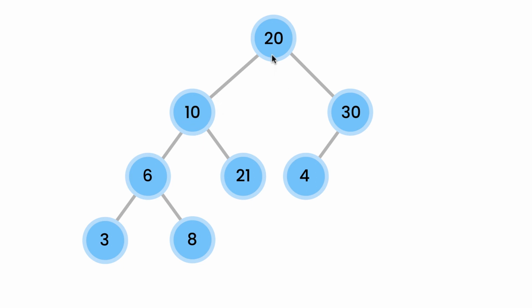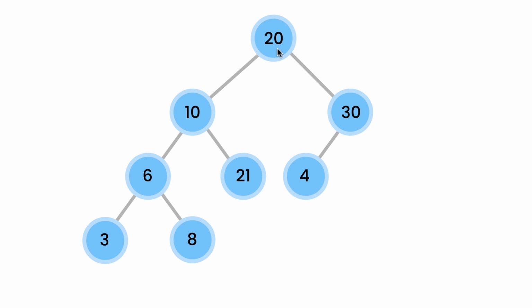What about the height of 20? Again, we need to calculate the longest path from one of the leaf nodes to this node. So the longest path is over here. We can start from 3 or 8. So we count. How many edges? 1, 2, and 3. And that is the height of this node. The height of the root node is also called the height of the tree.